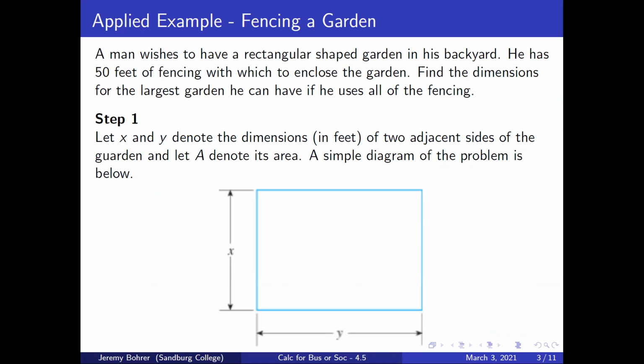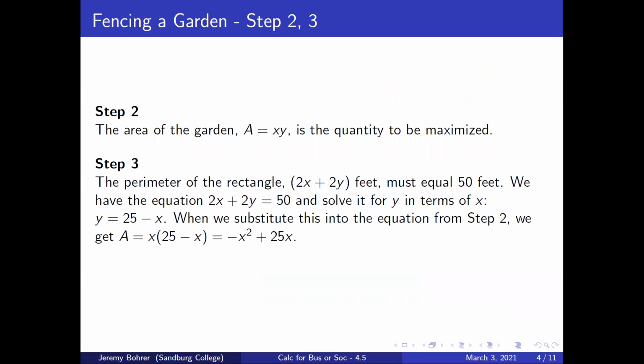Step 1. Let x and y denote the dimensions in feet of two adjacent sides of the garden, and let A denote its area. A simple diagram of the problem is below. Step 2. The area of the garden, A equals xy, is the quantity to be maximized.